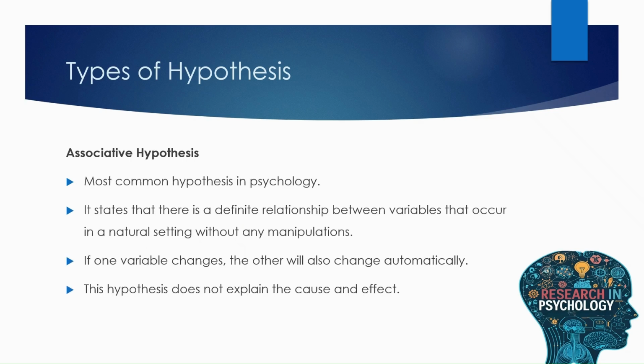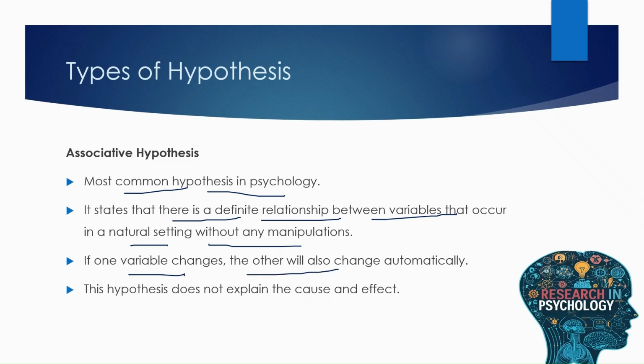Next, we have associative hypothesis. Now, what is this? It's the most common hypothesis in psychology. All right, it states that there is a definite relationship between variables that occur in a natural setting without any manipulations. Okay, so in nature, without applying any study or any condition or any manipulation, there is a definite relationship between two variables that is occurring in the natural setting, right? So what happens is if one variable changes, the other will also change automatically.